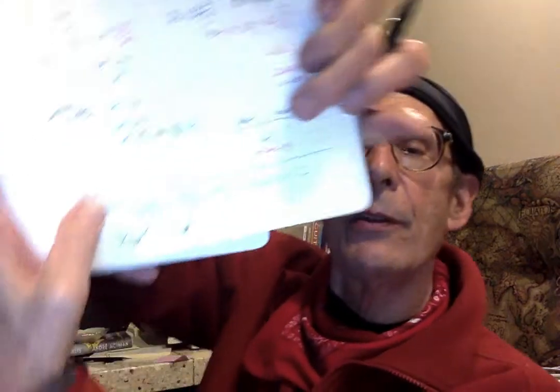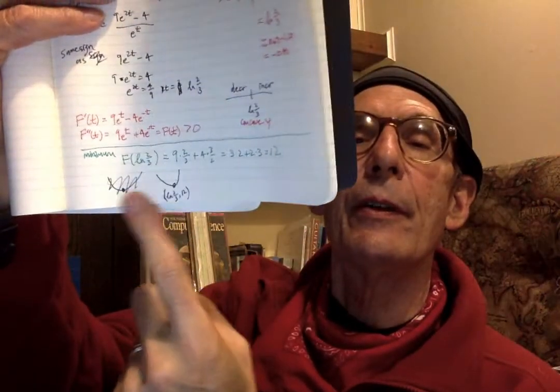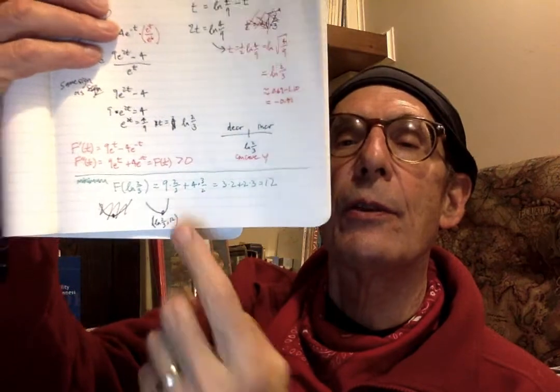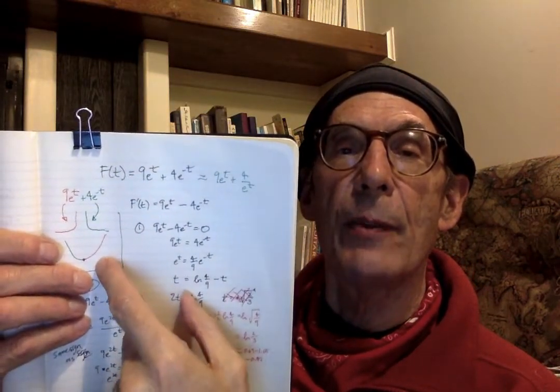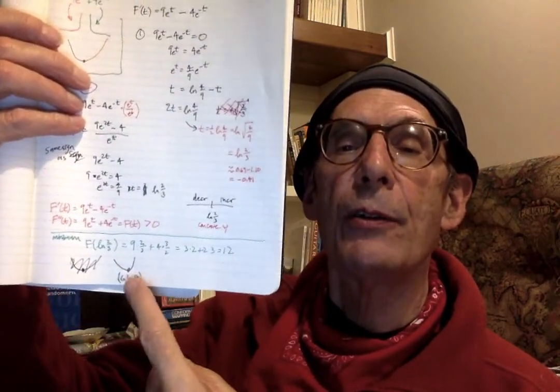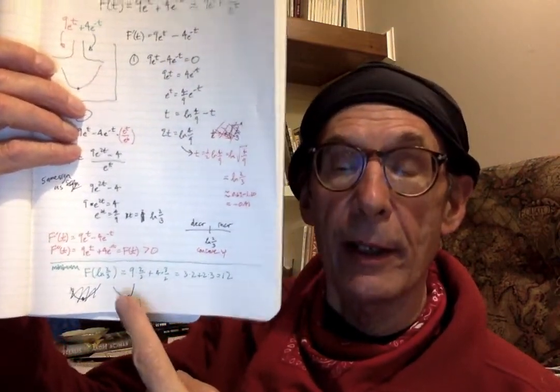I'm sorry, I didn't draw that right. I'll draw it more correctly here. So there's the basic shape, and the minimum is at natural log of 2/3, comma, 12. And so there's the minimum value of that function. And so that's pretty close to what we figured out here just by knowing stuff about exponential functions, but it's also something that we can support analytically now.